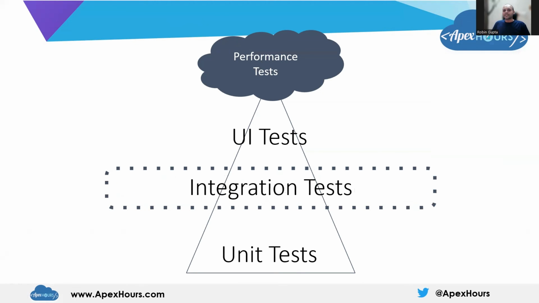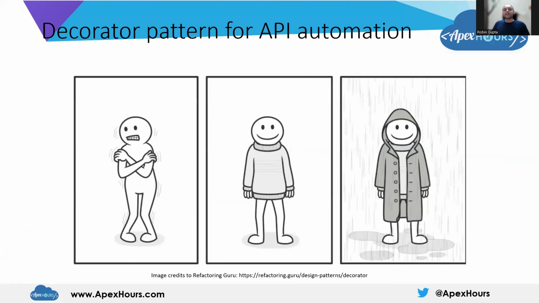For the integration tests, we look at the decorator pattern for API test automation. The image credits here go to Refactoring Guru. Let's say we have a developer who's feeling really cold in the winters. If we provide them with a sweater or a jacket, they can survive that winter. And if we provide them with a raincoat and maybe an umbrella, they can survive the rain as well.